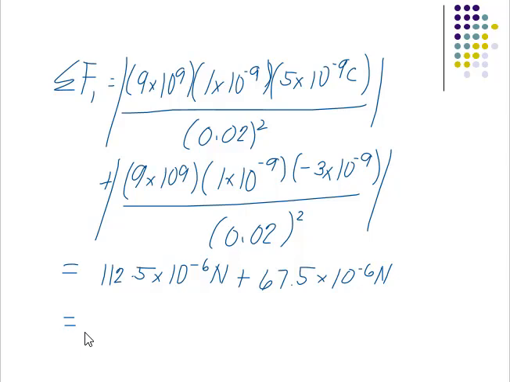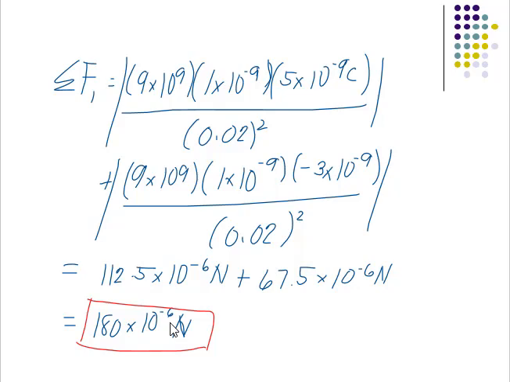So adding the two, our final answer is equivalent to 180 times 10 to negative 6 newtons. Okay, and that one is positive since we have analyzed earlier that the net force is directed to the right. So our answer is positive 180 times 10 to negative 6 newtons. That is now the net force exerted on charge 1 by Q2 and Q3.